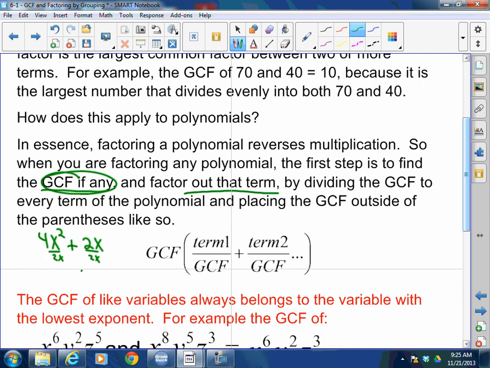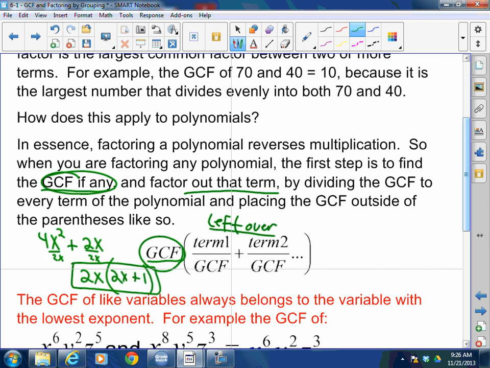You're going to put your GCF, 2x, times the leftovers, which is term 1 divided by the GCF, in this case 2x, plus term 2 divided by the GCF, in this case 1. So it's my GCF, and then these are the leftovers after you have already divided the GCF from every single term.